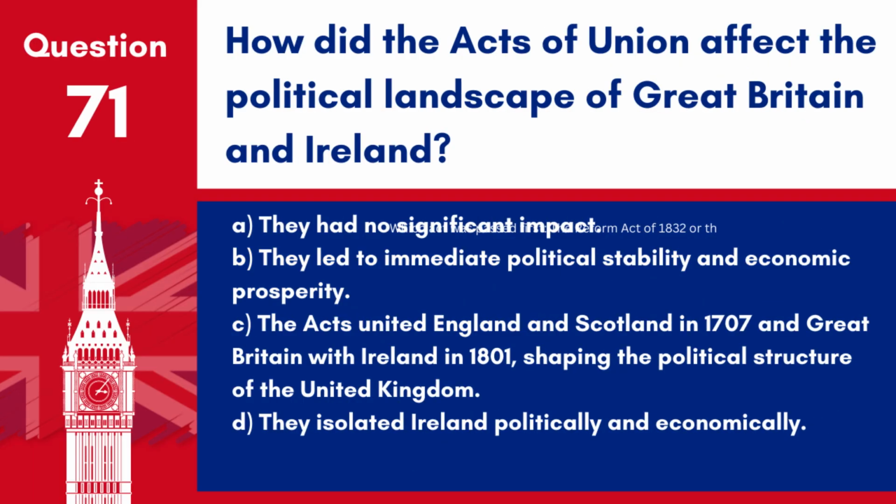Question 71. How did the Acts of Union affect the political landscape of Great Britain and Ireland? A. They had no significant impact. B. They led to immediate political stability and economic prosperity. C. The Acts united England and Scotland in 1707 and Great Britain with Ireland in 1801, shaping the political structure of the United Kingdom. D. They isolated Ireland politically and economically.